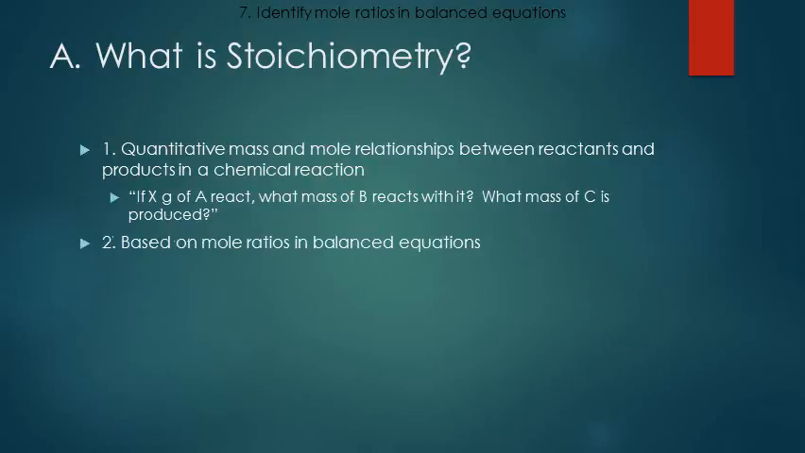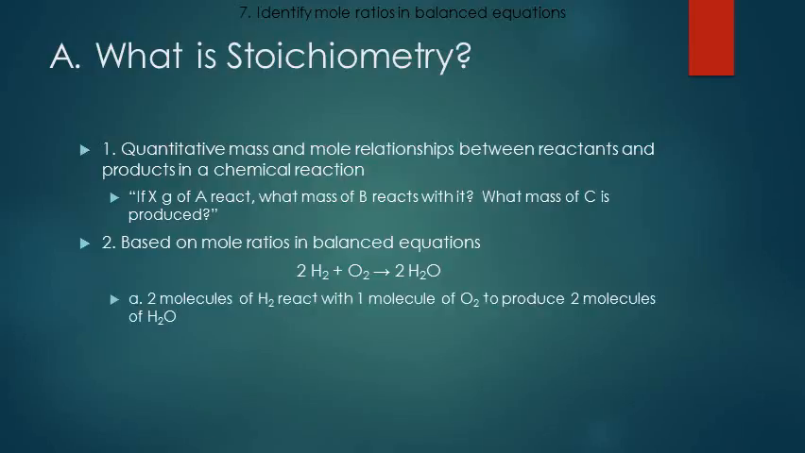All of these calculations are based on mole ratios that appear in balanced equations. Let's take a look at the reaction to form water. In this reaction we have hydrogen and oxygen that are synthesized to form water. And notice the balancing here. We need 2 molecules of hydrogen to react with 1 molecule of oxygen to give us 2 molecules of water. The equation is balanced.